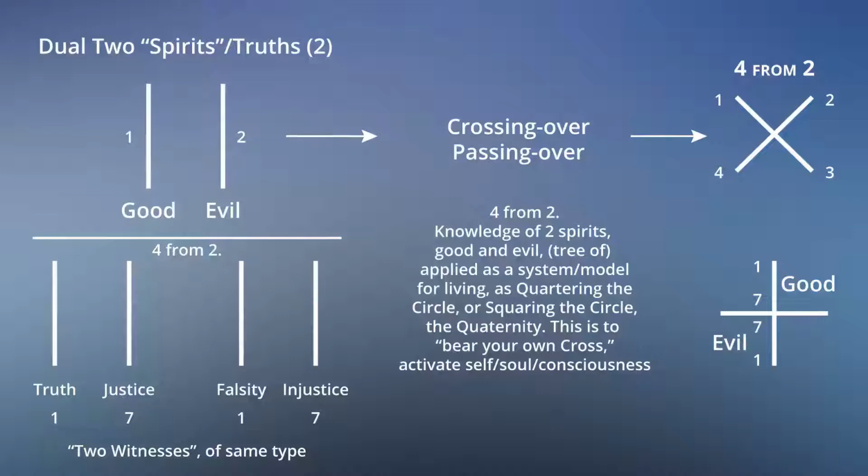So there's the knowledge of the two spirits, of good and evil, such as the tree of, applied as a system and model for living, as quartering the circle, or squaring the circle. The quaternity, this is to bear your own cross, to activate the self, soul, and consciousness to a more actualized, realized, and individuated self, soul, consciousness. Through the knowledge of good and evil, you're crossing over and passing over, you're crossing it over and bearing your own cross, or also you're crossing over to the other side.